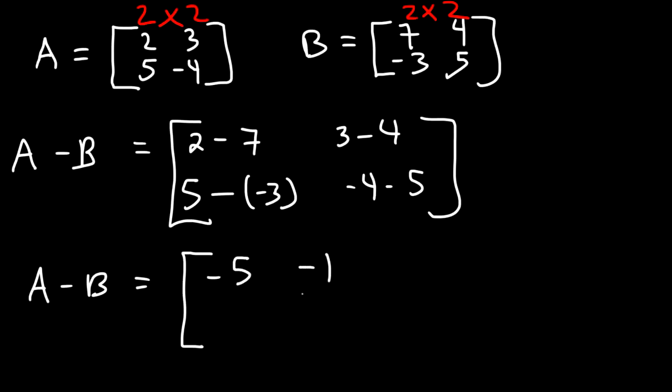3 minus 4 is negative 1. 5 minus negative 3, or 5 plus 3, that's 8. Negative 4 minus 5 is negative 9. And so that's the difference between the two matrices. And that's it for this video.